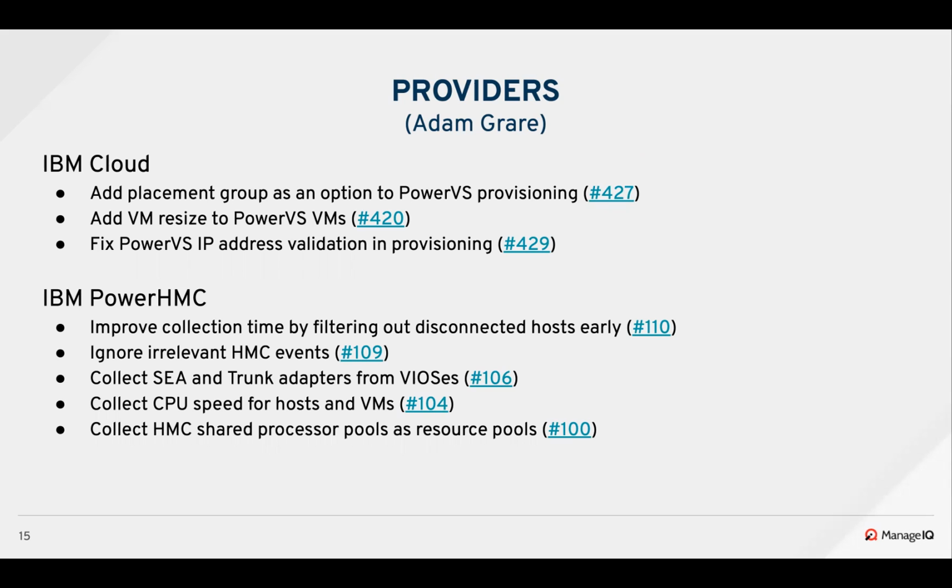They're also ignoring some irrelevant HMC events that aren't being used for really anything useful. You could wonder why they're being raised by HMC in the first place, but this should cut down on some of the event traffic that we're collecting. They're also collecting SEA and trunk adapters, which are some network adapters for hosts. They're also collecting the CPU speed for hosts and VMs, and they are mapping HMC shared processor pools to the ManageIQ resource pools model. Next slide.